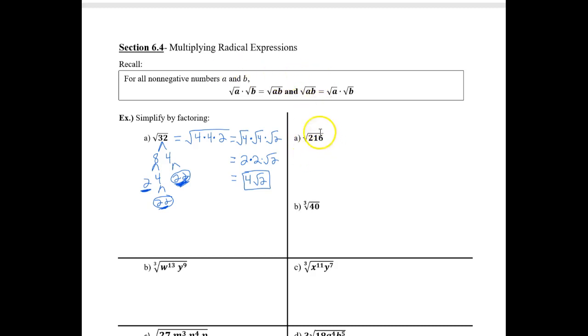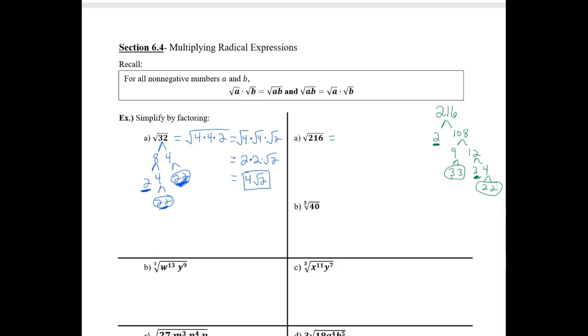Okay, so we're starting here with the square root of 216. I'm going to start by factoring that. 216 is the same thing as 2 times 108. 108 is the same thing as 9 times 12. 9 is 3 times 3. 12 is 3 times 4. And 4 is 2 times 2. For a square root, I'm looking for pairs. Here's a pair of 2's and a pair of 3's. And I can't do anything with this singular 2 and singular 3.